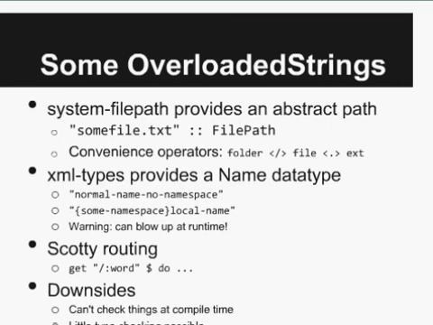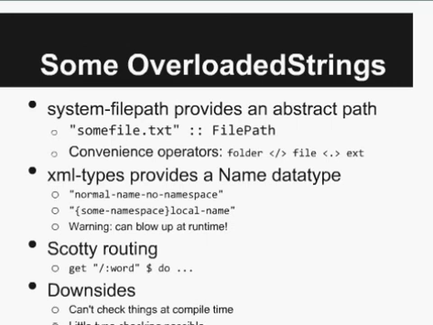Another example is the XML types package. It provides a name data type to represent element and attribute names in XML. XML names are a little bit more complicated than just a piece of text because they contain both a namespace and a local name component. So the overloaded string version of name will recognize something called Clark notation. This first string you see is just a normal local name without any kind of a namespace. But the second one, since it starts off with those curly braces, is understood to have a namespace of some namespace and then a local name of local name.